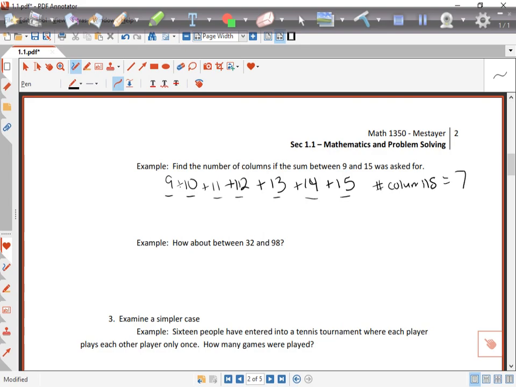Okay, now there's another way to do this because we don't always want to list out all of the numbers. What we could do is the largest number minus the smallest. So here that would be 15 minus 9, which would give us 6. And that's actually 1 too small. You notice we got 7 over here. So we're going to add 1 to that. So it would be 15 minus 9 plus 1. Again, would give us 7.